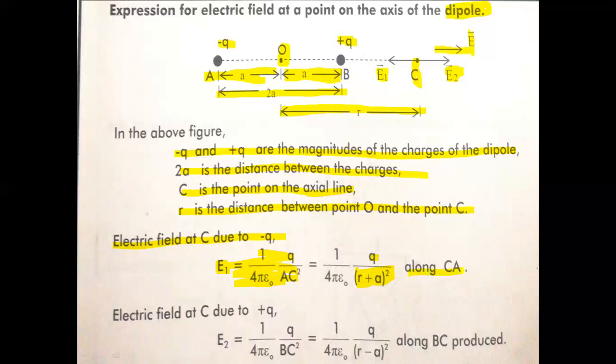I think you have understood. Please understand. How will I get AC square? If I want to get the distance of AC, I have to add the points AO plus OC here. AO means small letter A. R plus A or A plus R you can write. Don't get confused with that. The distance between the point A and O is A, and the distance between point O and C is R. So I have written R plus A whole square. So whatever I have written here is the field due to the charge minus Q.